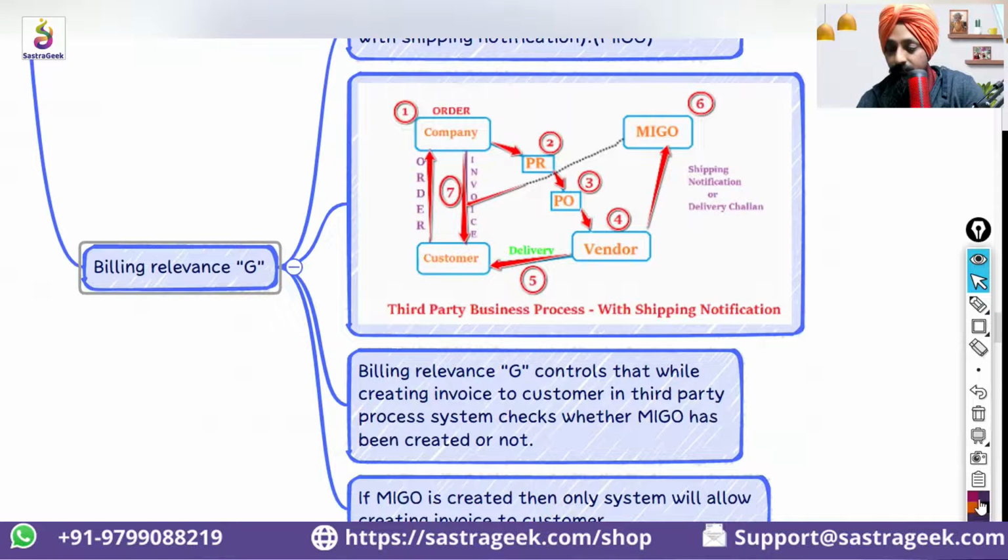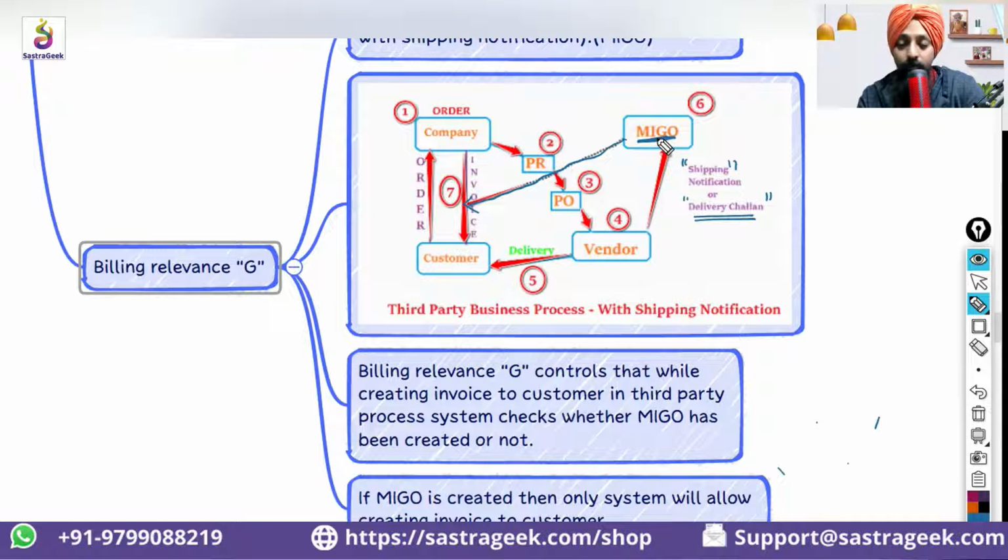What is happening with the billing relevance G? In the billing relevance G, your reference is not Miro, your reference is Migo. Against the Migo, once you have a Migo done, then you would be putting the invoice to the customer. So rather than having a reference to Miro for the vendor invoice, you are having a reference to the shipping notification Migo, which is also called a delivery challan.